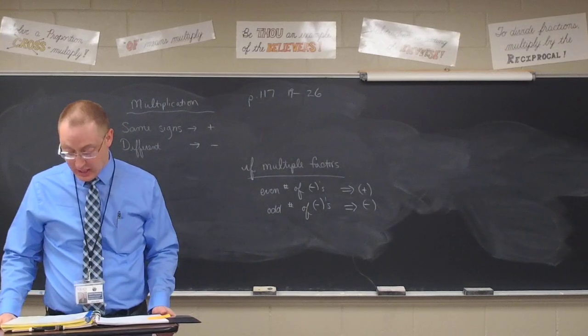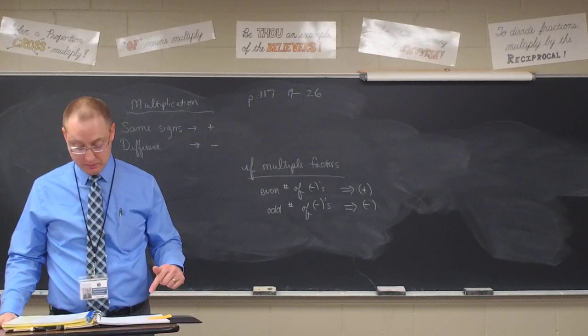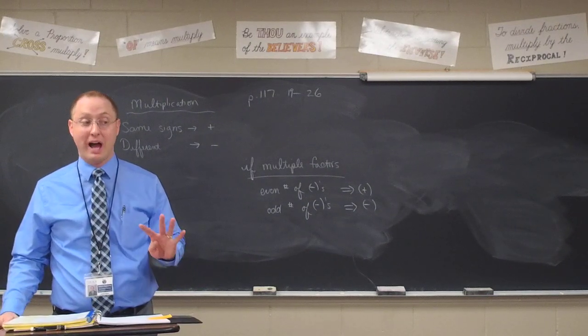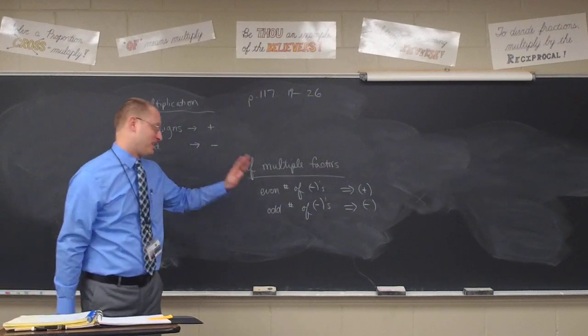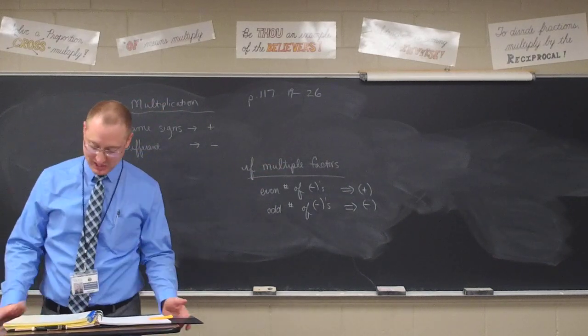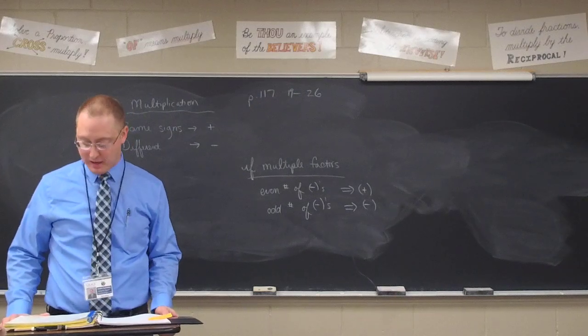Number 24, what did you get? Negative 18. Careful, how many negatives do you see? Positive 18. Right, because there's how many negatives? 4. And that's even or odd? Even. So it has an even number, it goes positive on us. Positive 18 for 24.